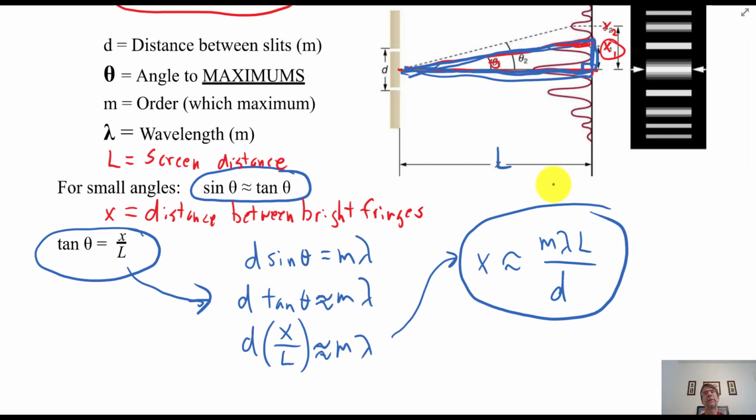If you want to figure out how far it is from the central maximum to the first maximum. The central one we call 0. It's at the 0 location. All right, so that is the math for diffraction maximums. Maximums, the bright spots.